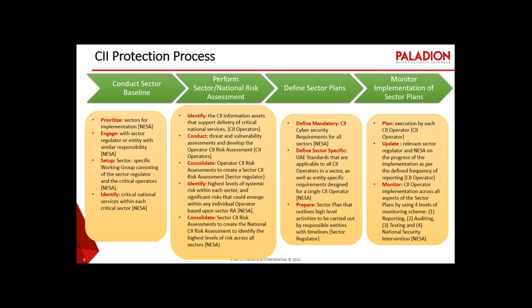And finally, what NESA would do is they will consolidate this sector CII risk assessment into a national level CII risk assessment to identify the highest level of risks across all sectors. So there will be 2 levels of consolidation of the risk assessment to primarily form first the sector view and then the national view. And then going forward, once those views are done, NESA plans to define sector plans. Now the sector plans would require a clear list of controls that various operators will have to implement.